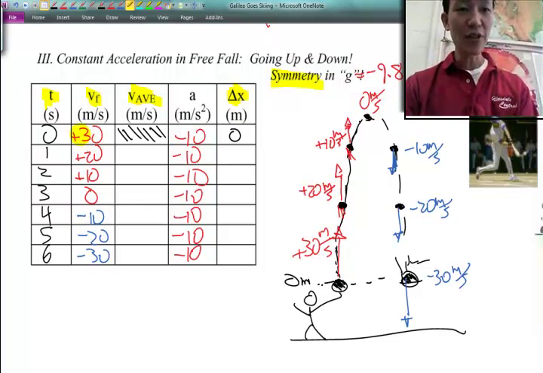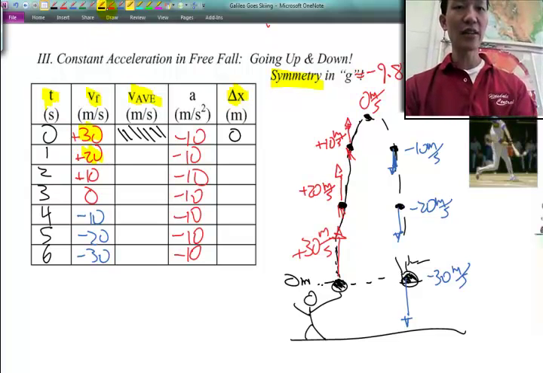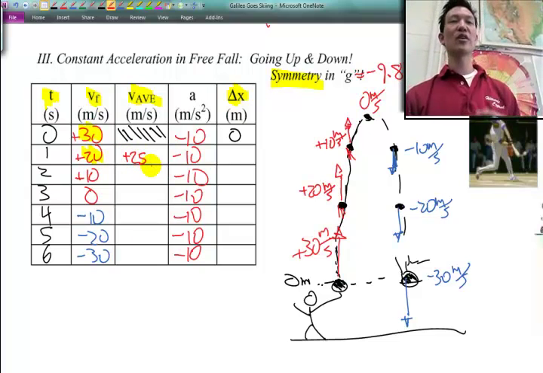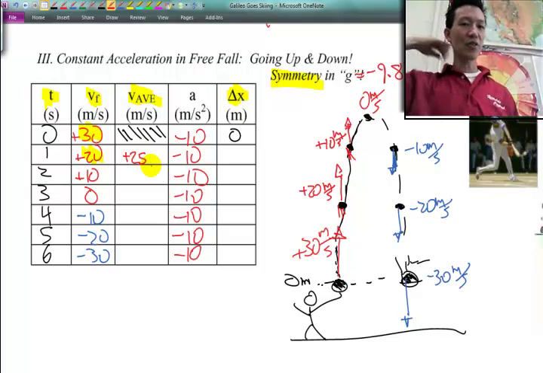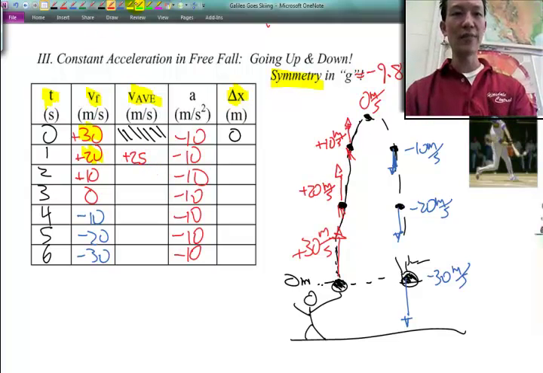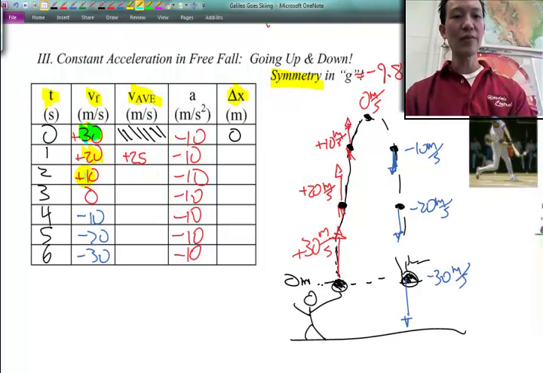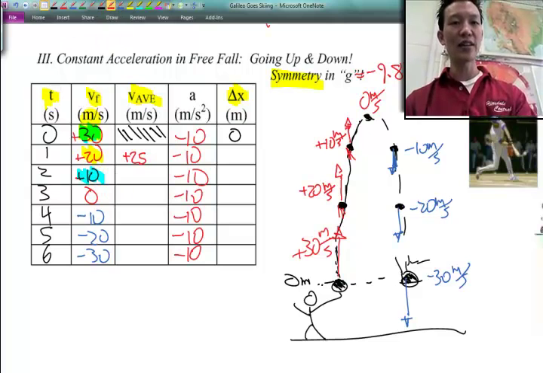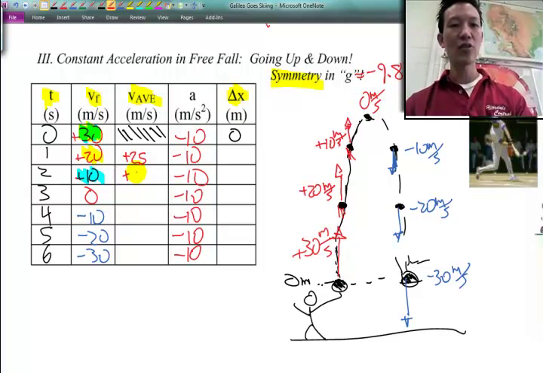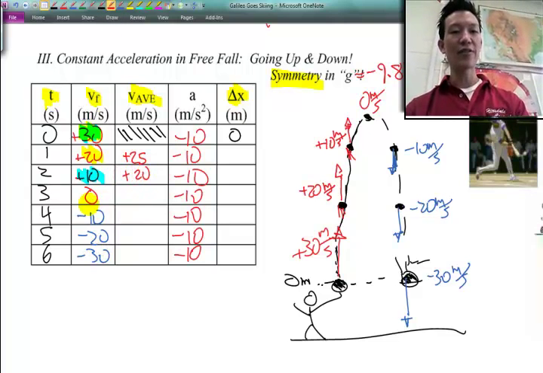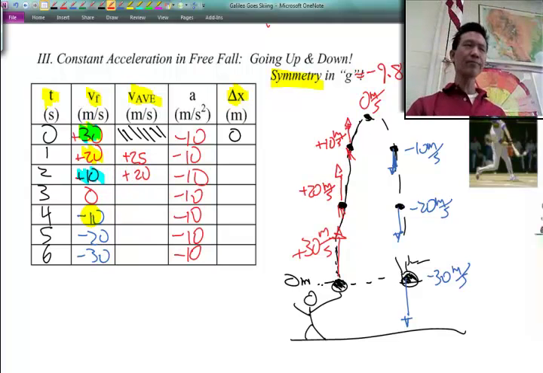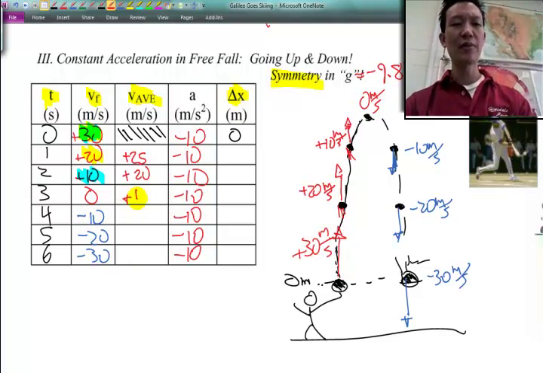What's the average of 30 and 20 meters per second? We can do this, right? The average of 30 and 20 is simply what's halfway in between? 25, right? 30 plus 20 is 50, divided by 2 is 25. How about after 2 seconds? What's the average velocity? Here's how you find it. You take the starting speed, 30, and then you add to it the ending speed, 10, and you divide by 2. 30 plus 10 is what? 40 over 2 is 20. How about after 3 seconds? The average velocity would be 15 meters per second.